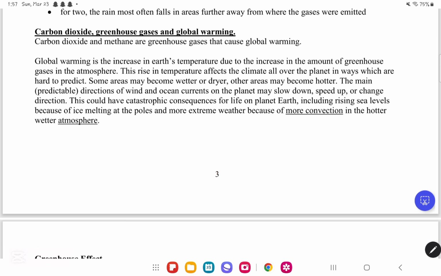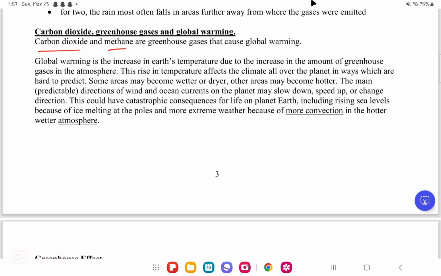Okay, now here is where I was talking about the greenhouse effect. So we will start with carbon dioxide, greenhouse gases, and global warming. Carbon dioxide and methane are greenhouse gases that cause global warming. So carbon dioxide, methane, and another gas which is called the CFCs, the chlorofluorocarbons, okay, they are also greenhouse gases, they also cause global warming.